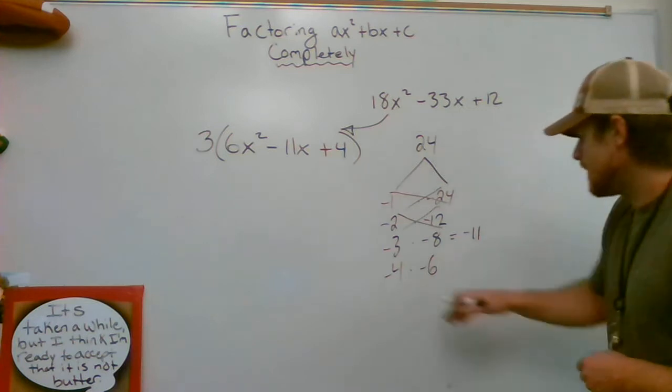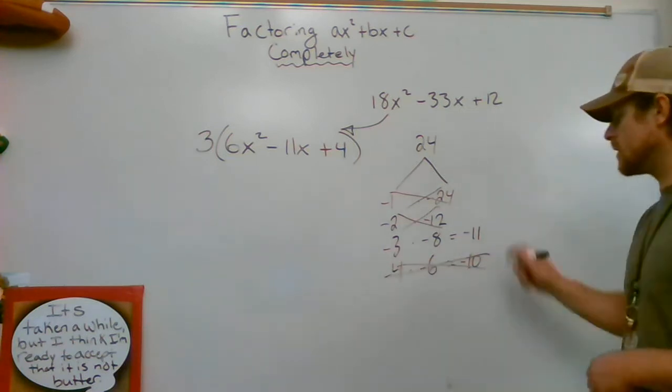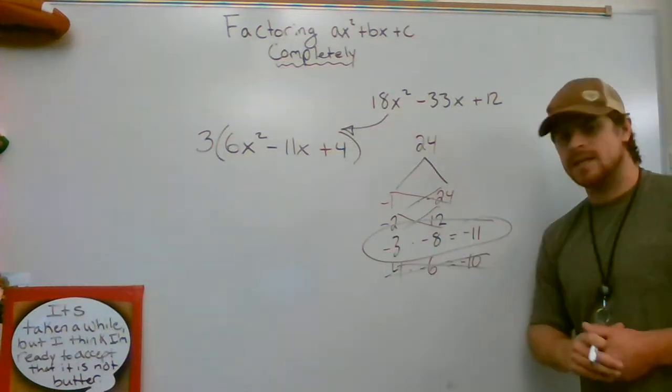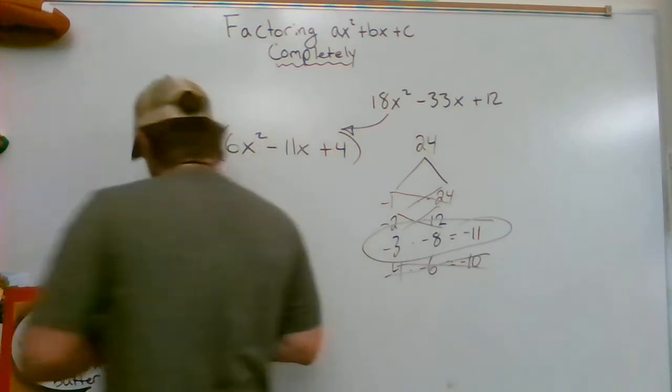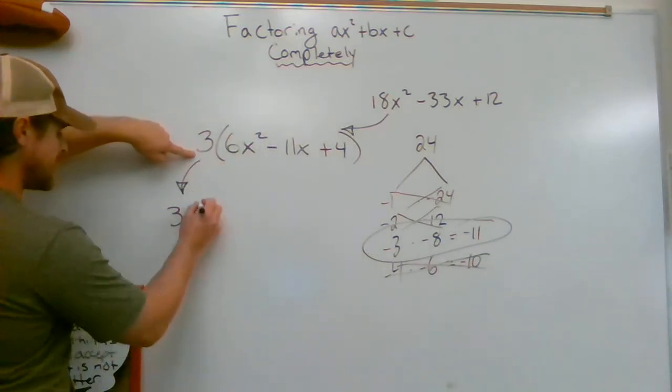I'm happy. And negative 10. So scratch that. We are dealing with these two numbers right here. We're going to use negative 3 and negative 8. So I go over here. I'm going to keep this 3 on the outside. That gets brought down. 3 times.